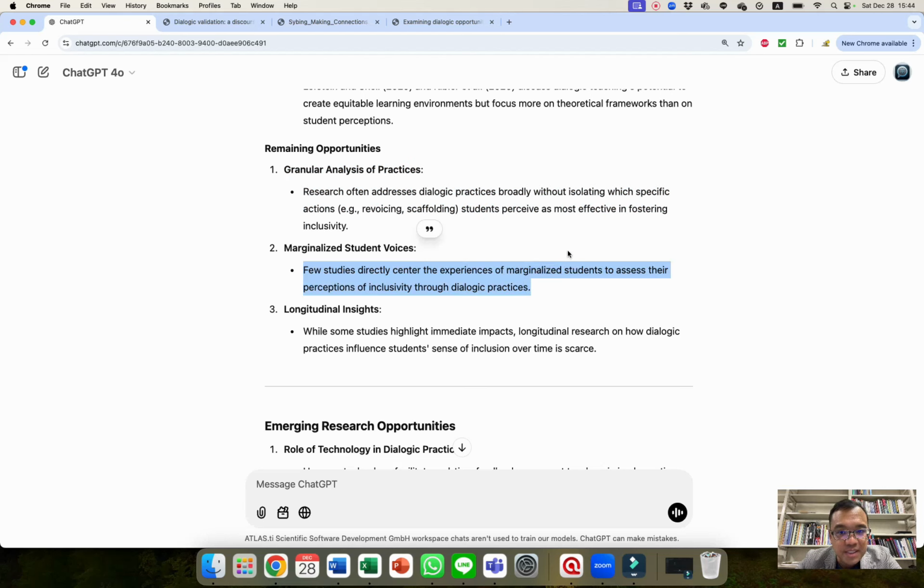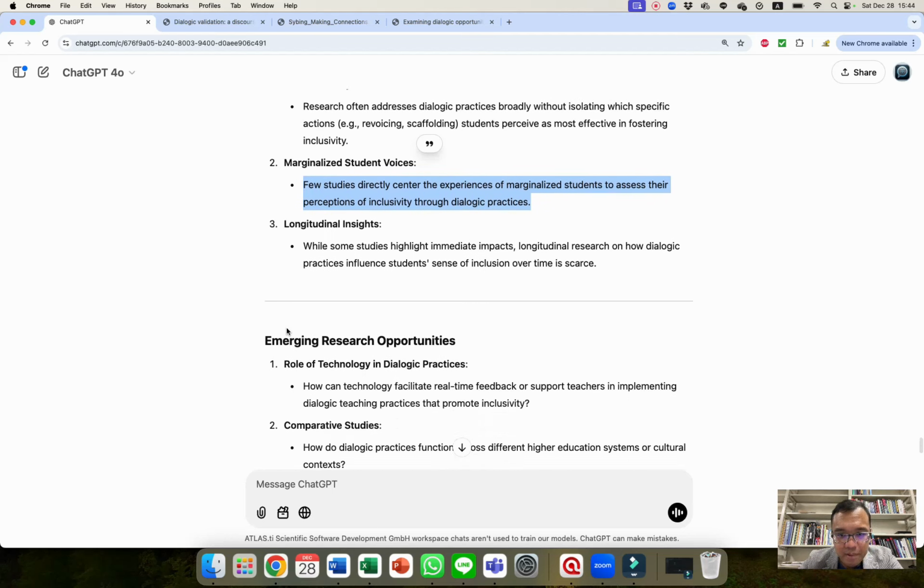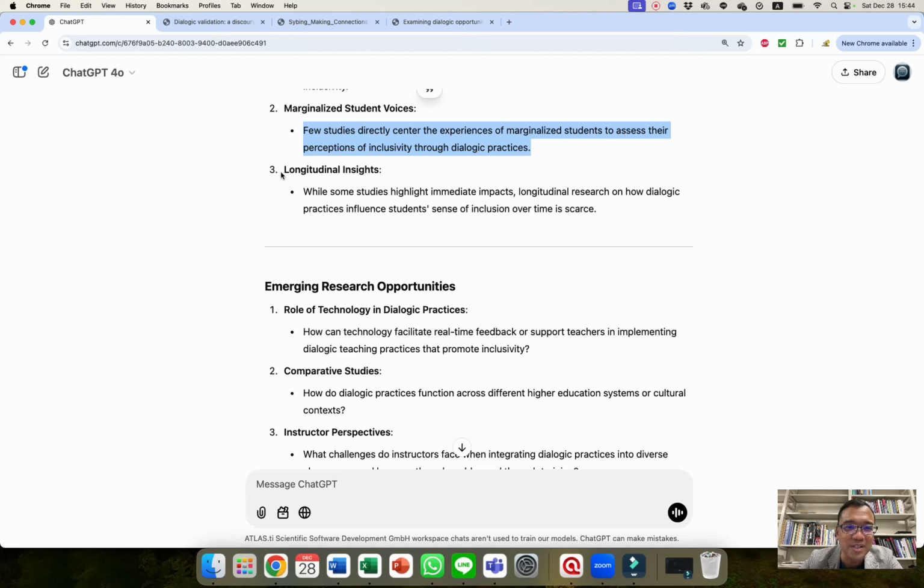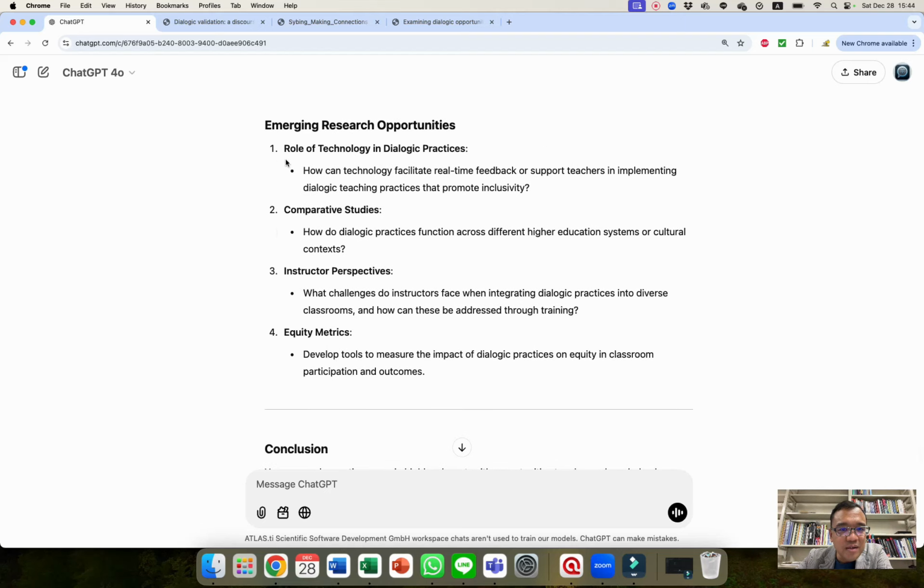Marginalized student voices. This kind of affirms my thinking about the field, as well as what other scholars such as Lepstein and Segal and Snell talk about: students who, even in dialogue, are still silenced because they might be parroting what the teacher is saying is expert knowledge. Longitudinal insights, that's a weakness in my research because I basically do qualitative research in a short term, like a month, 2 months, and so on. What are the emerging research opportunities: role of technology, comparative studies, instructor perspectives, equity metrics.